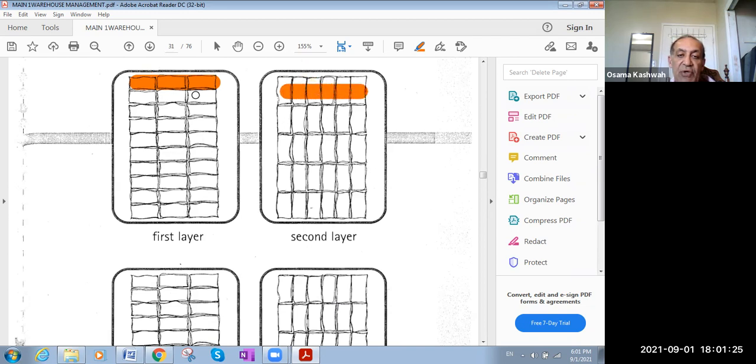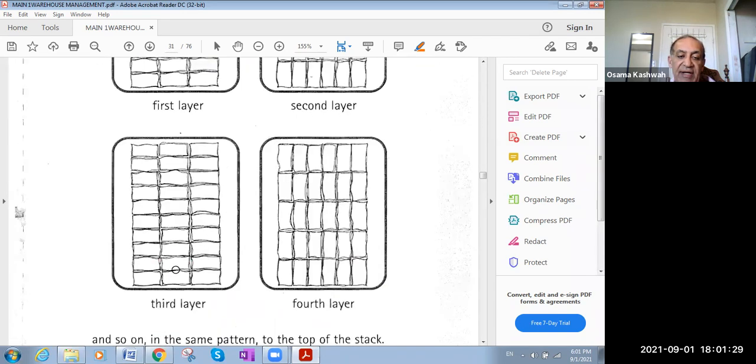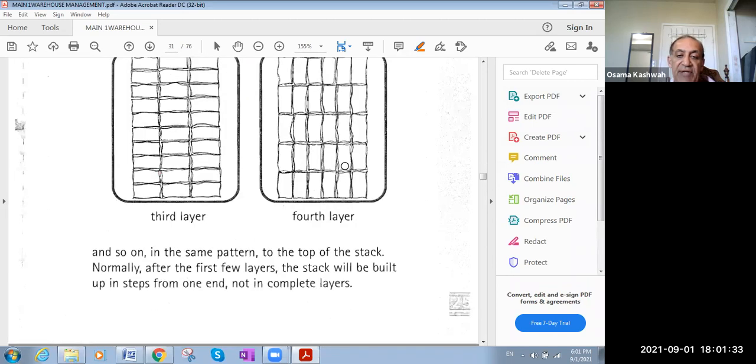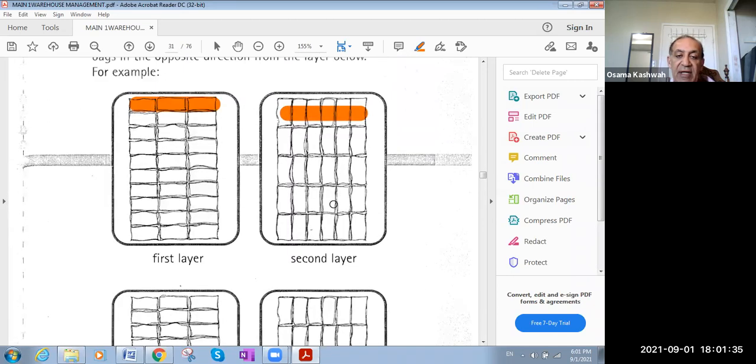So those are on the top of this one. Those on the top of this one. Then the third layer again will come like the first layer. Then the fourth layer will come like the second layer. So you will put them this way, one above one, then one above one, then one above one. You see? On the top of each other, one horizontal, one vertical.